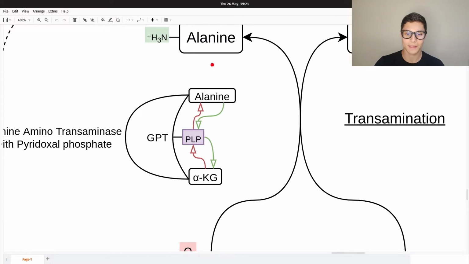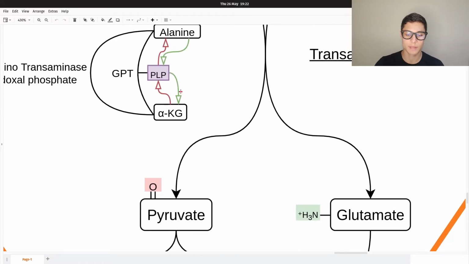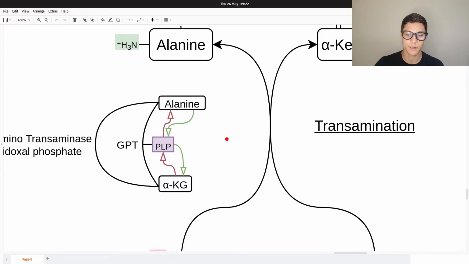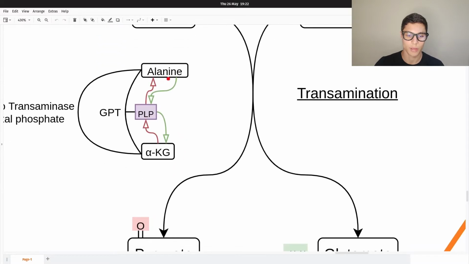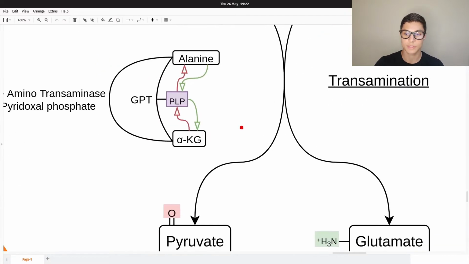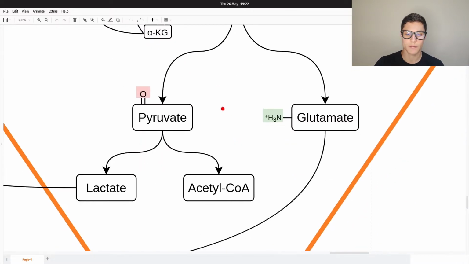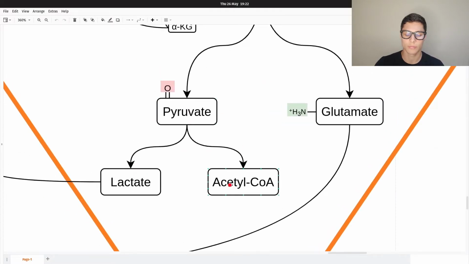Okay, so alanine is basically going to give this amine group to the pyridoxal phosphate. At the same time, the alpha ketoglutarate is giving to the pyridoxal phosphate the keto group, and then the pyridoxal phosphate is going to deliver those amine and keto groups to the molecules, as you can see from the arrows. This is the transamination.